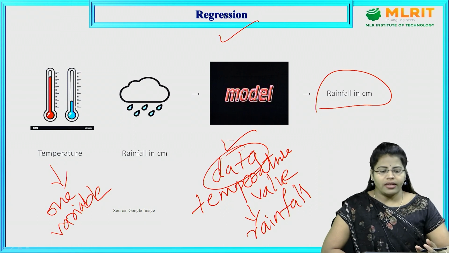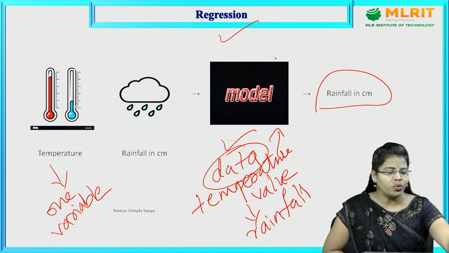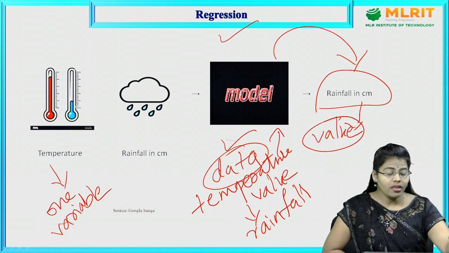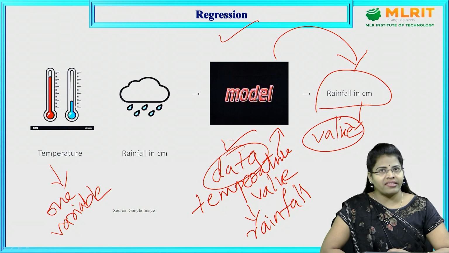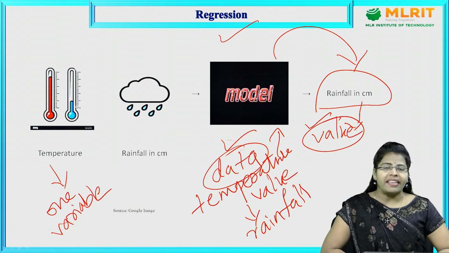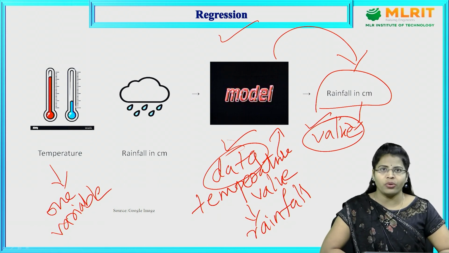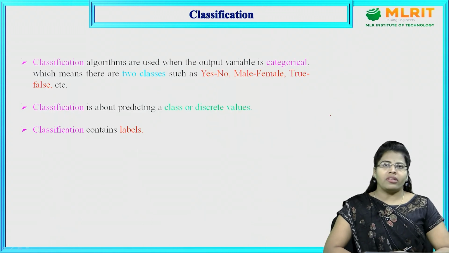So whenever a new input is given, like a temperature, then it is going to predict the rainfall in centimeter value. So it is also giving an output value. What I told you: regression output will be only values. So that's how it is going to predict the rainfall in centimeters after training the model. Next, so that's all about regression.